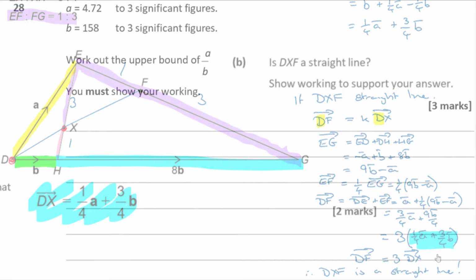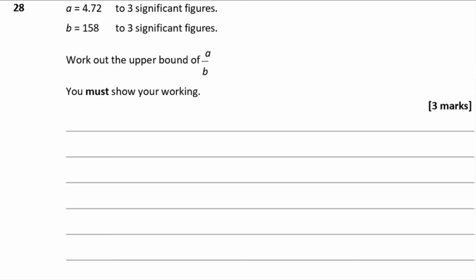Awesome job. Question 28. A equals 4.72 to 3 significant figures. B equals 1.58 to 3 significant figures. Work out the upper bound of A over B. You must show your working.